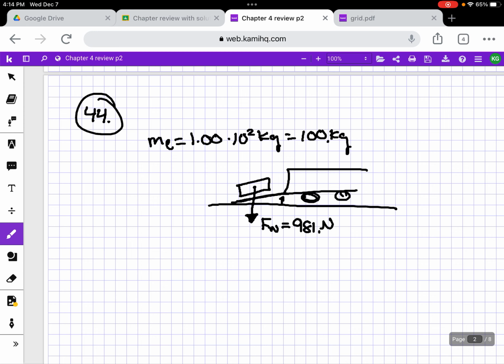And then if the couch slides down the ramp, so acceleration is equal to 0.70 meters per second squared when theta is equal to 25.0 degrees. What is mu k?